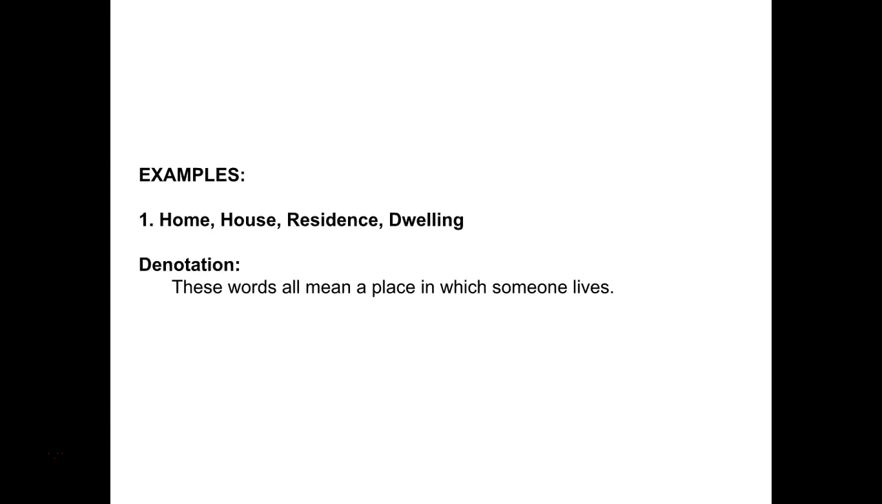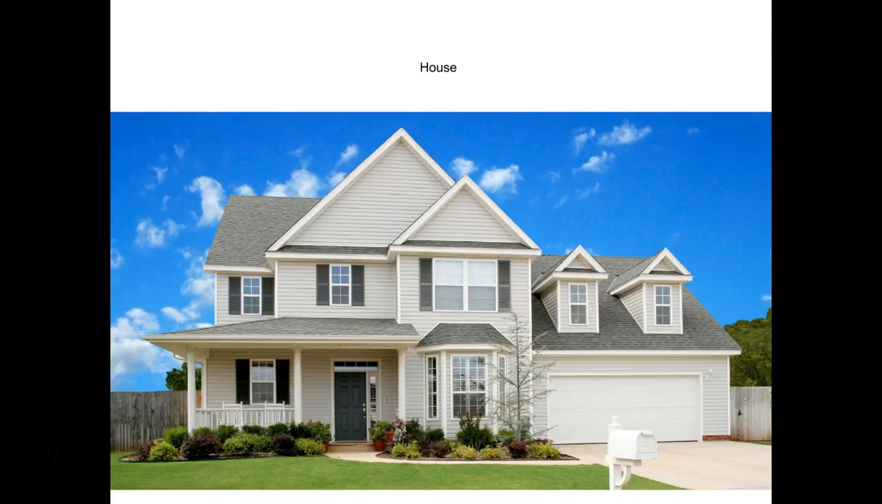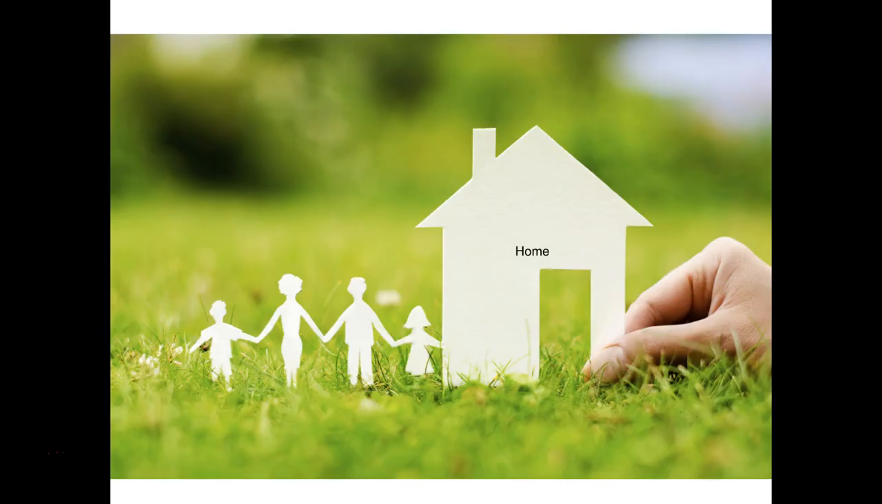So, for example, the words home, house, residence, and dwelling all have the same denotation. These words all mean a place in which someone lives. However, the connotation for each word is different. When you hear the word house, you might think of the physical building. When you hear the word home, you might think of the place where your specific family lives.